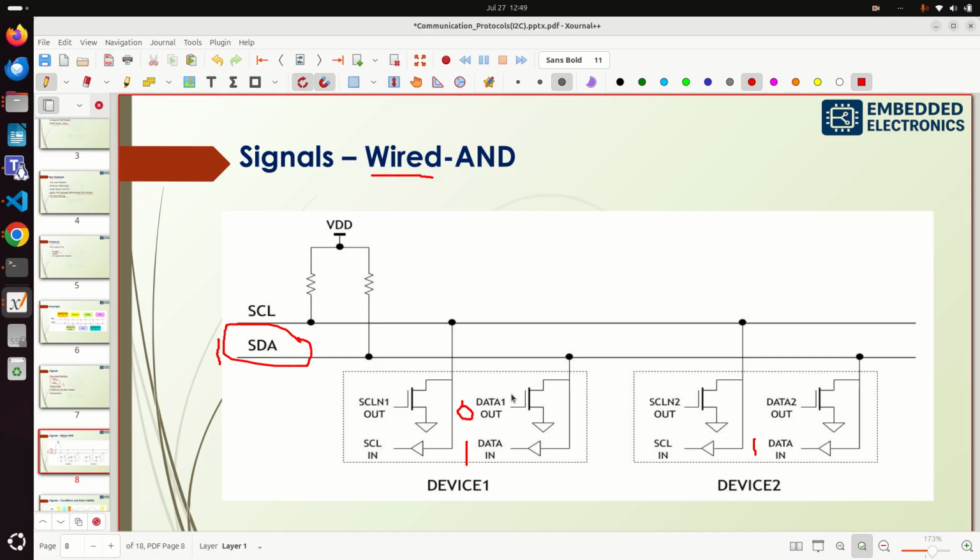So now the current from VDD is flowing towards the ground, isn't it? If you read the SDA line, right now it is 0. So in that time current is flowing towards the ground, and in the SDA line you are going to read 0. In data in of device 1 you are going to read 0 only, right? And in device 2 also you are going to read 0.